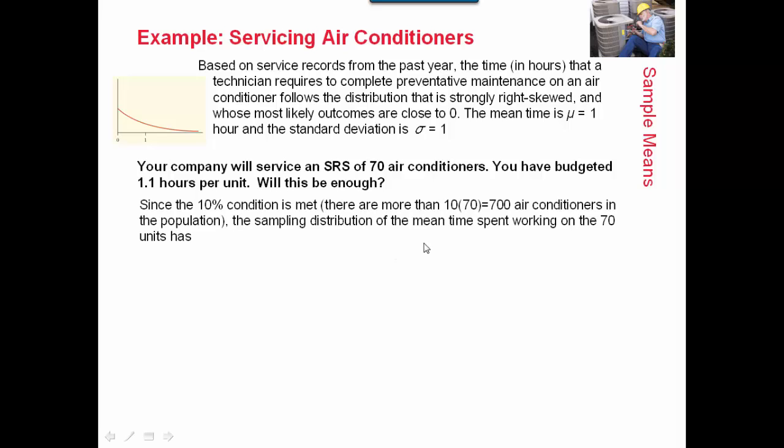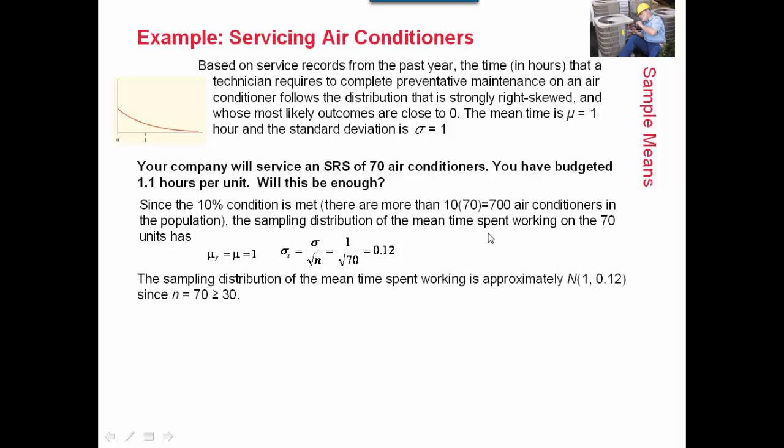Since the 10% condition is met, there are more than 10 times 70, or 700, air conditioners in the population. The sampling distribution of the mean time spent working on the 70 units has mu of x bar equals mu, which is 1. Sigma of x bar is sigma over square root of n, which equals 0.12. The sampling distribution of the mean time spent working is approximately N(1, 0.12), with n equals 70, which is greater than or equal to 30.